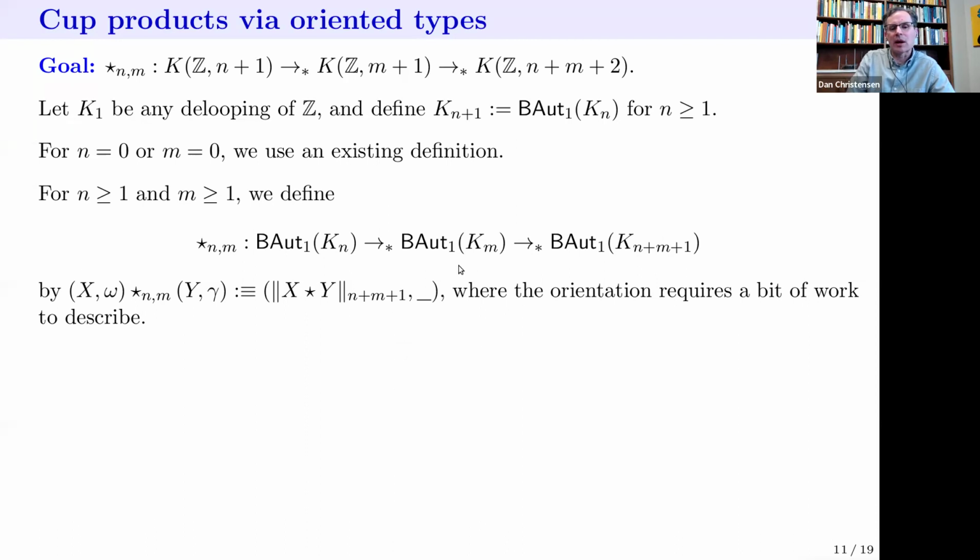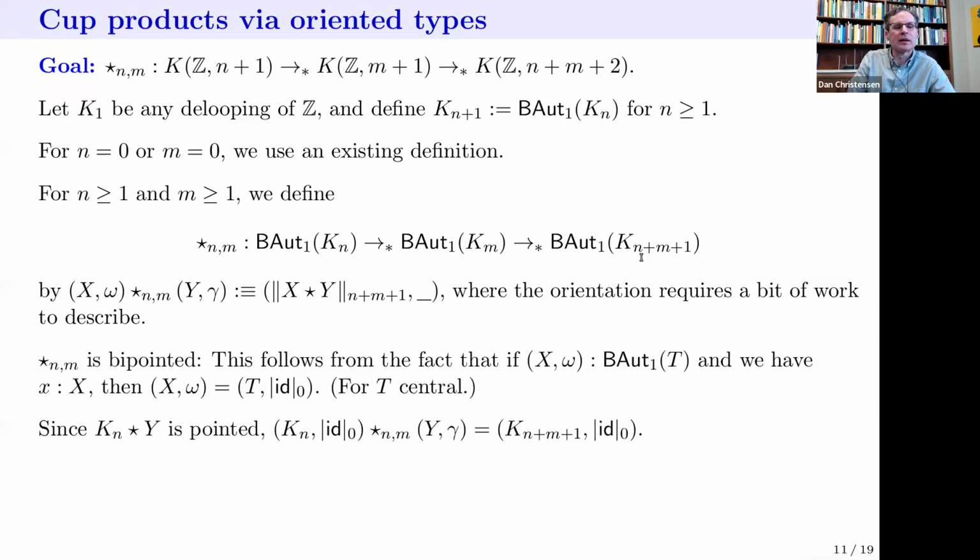Now we need to know that this map is bipointed. And that follows from a fact that's worth mentioning because we're going to use it again. If I have an oriented type where t is central, and I have a point in that oriented type, then I get an equivalence or a path from my oriented type to the base point. So pointed oriented types are trivial.